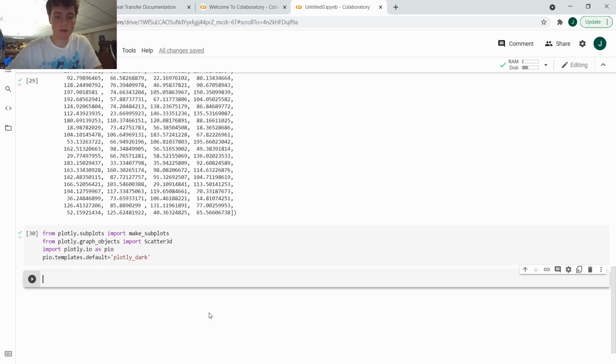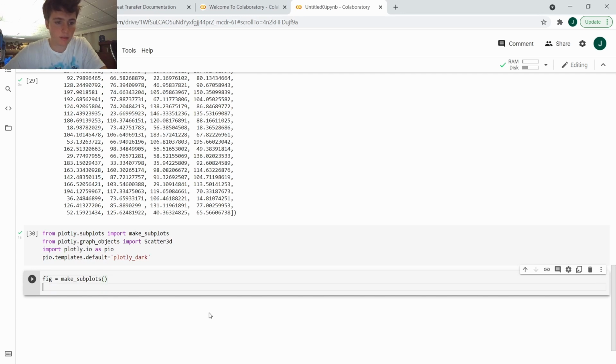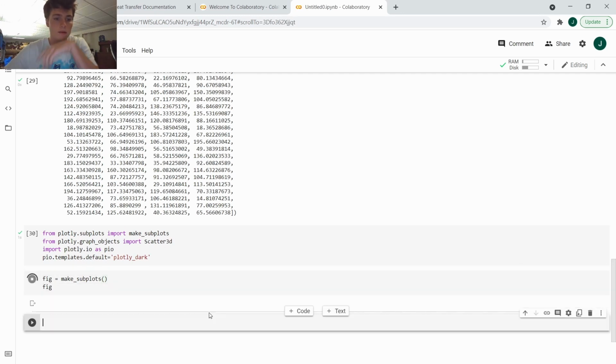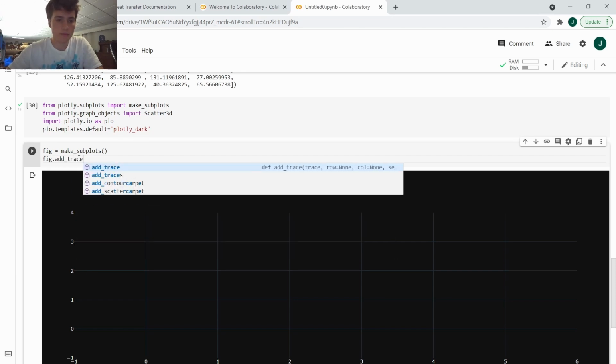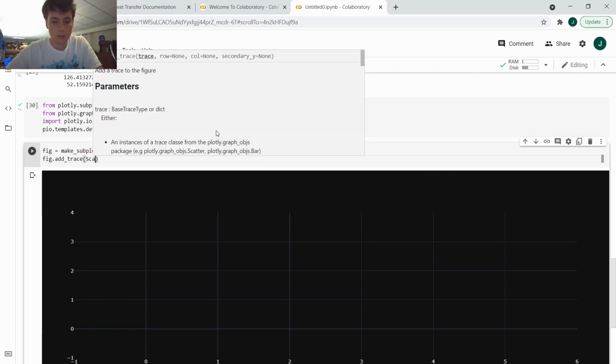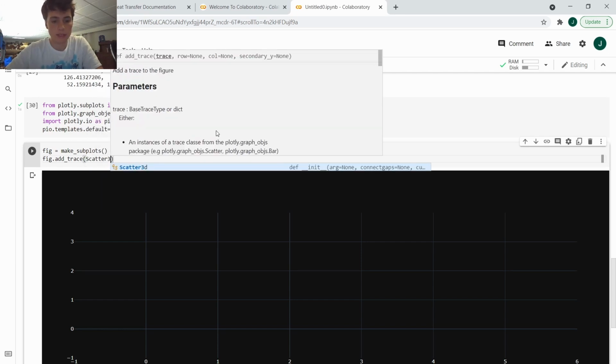Alright, so now we're just going to create our figure first. So make a subplot. We won't put any values in it, the default will be 1. So if we just look at our figure, we just have one plot on our figure, but we want to add our experimental data to it. So we're going to add a trace and we want to use graph object, we want to use the scatter 3D, just like that.